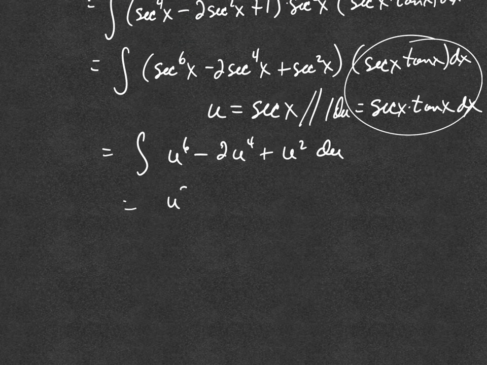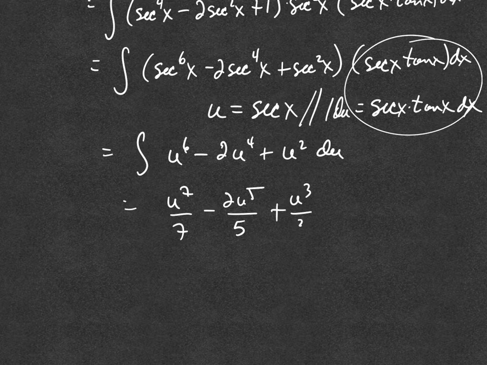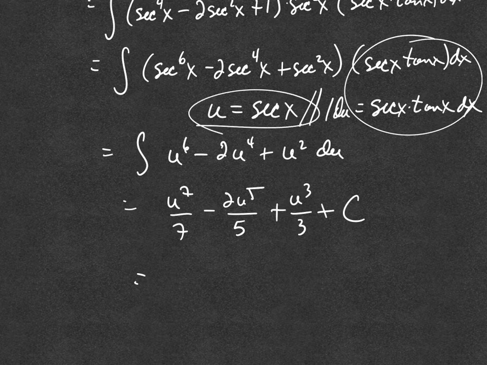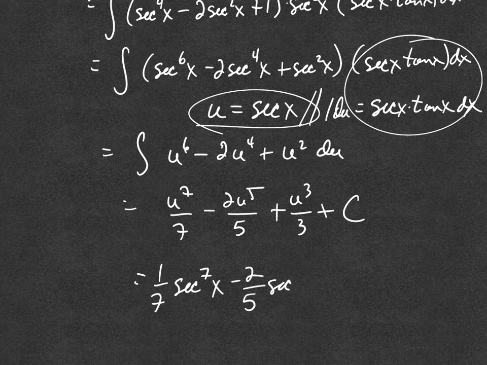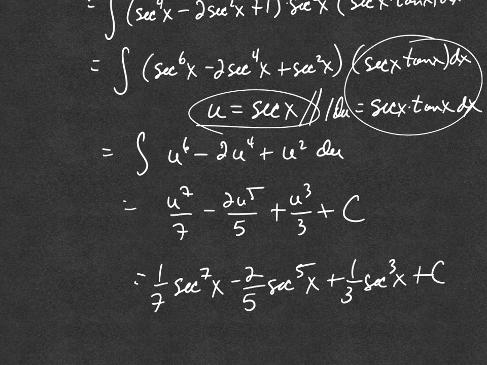We just use power rule, so add 1, divide by the new, add 1, divide by the new, add 1, divide by the new, add the constant of integration, and then get back to the variables we started with by replacing u with secant. So this would then become 1/7 secant to the 7th minus 2/5 secant to the 5th plus 1/3 secant to the 3rd plus c.